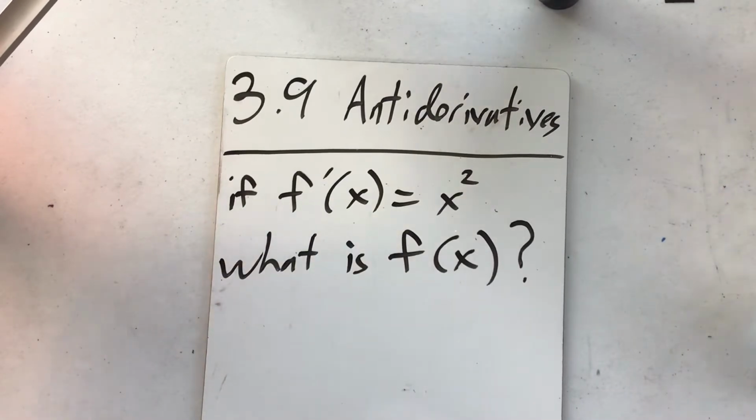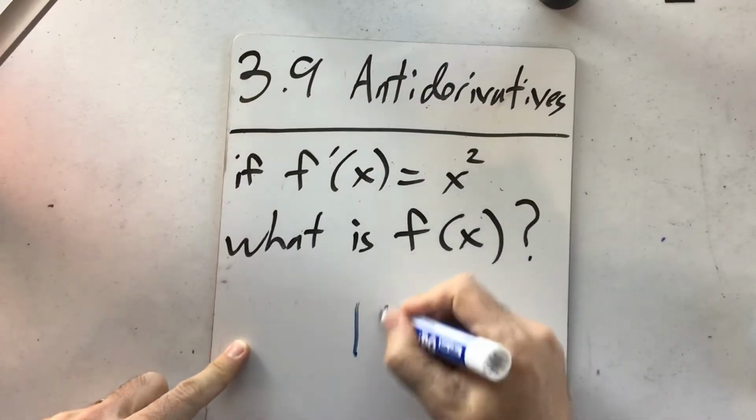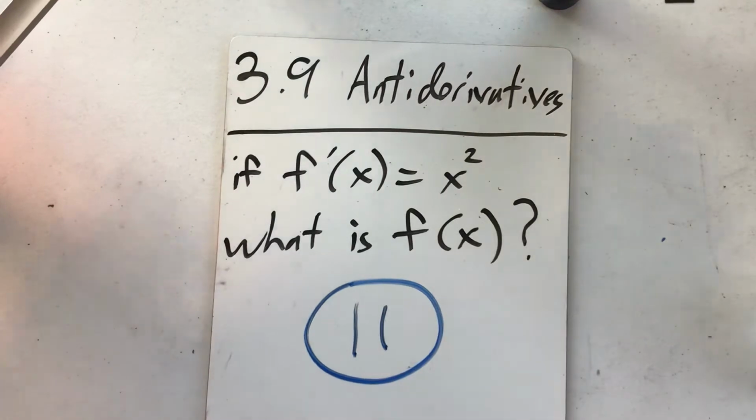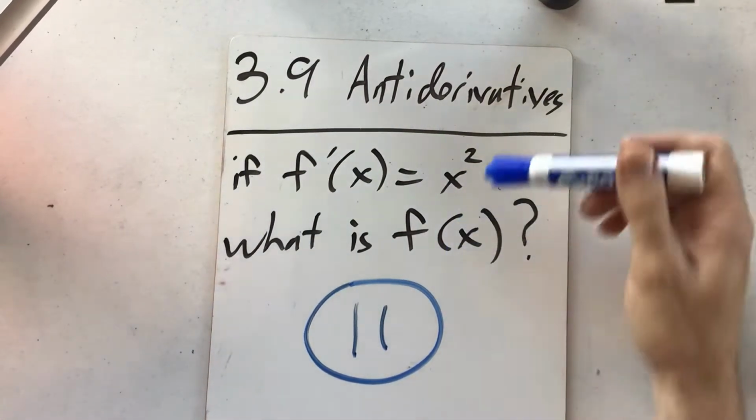Okay. But at any rate, what we are talking about is antiderivatives. So what I want you to do is read this question and pause your device and try it out. If f prime of x is x squared, what is f of x? So notice I'm not asking for the derivative. I'm saying we know the derivative.